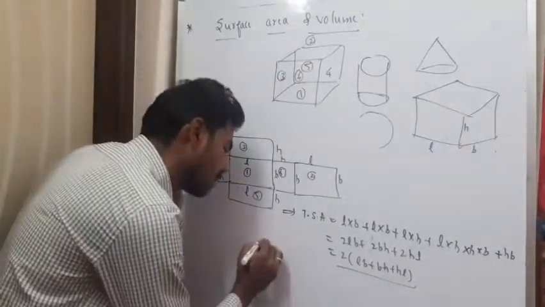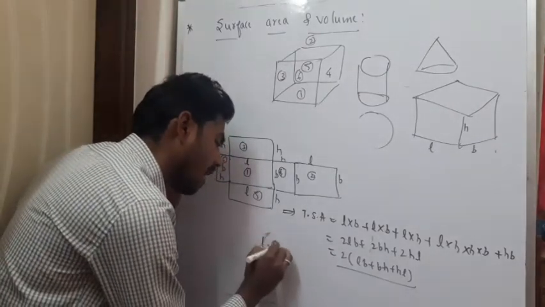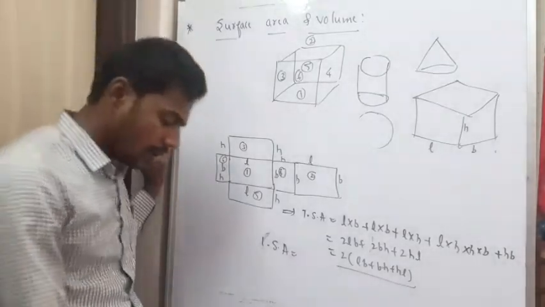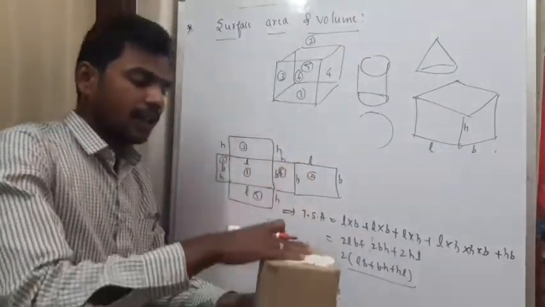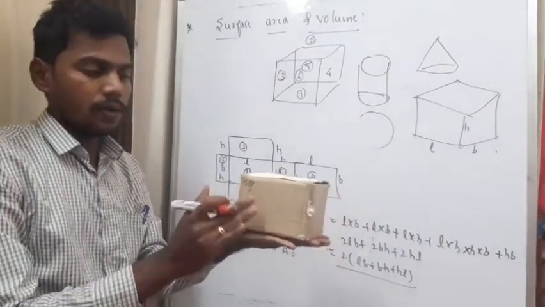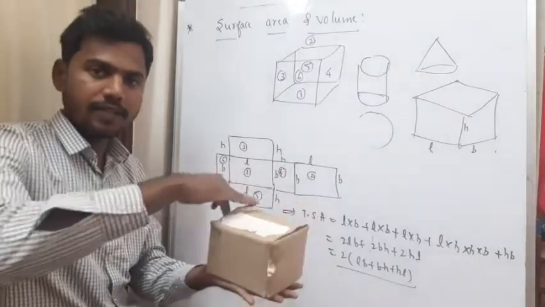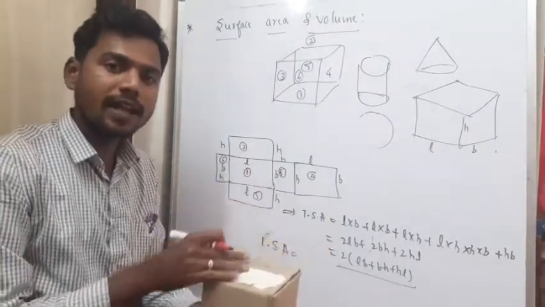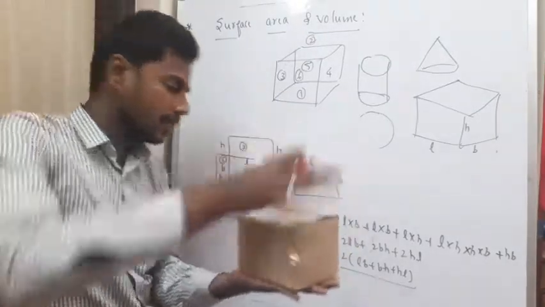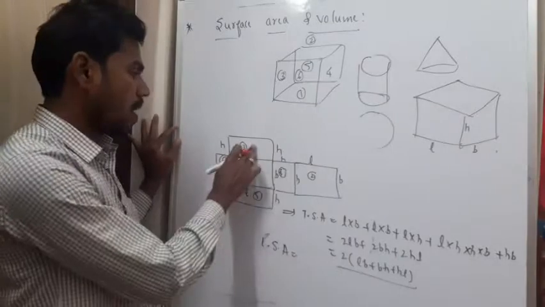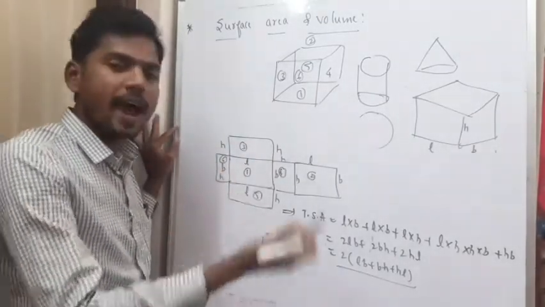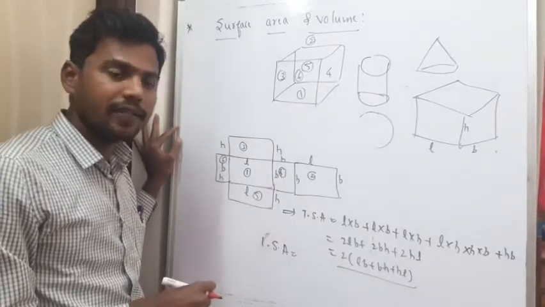So what about the lateral surface area? What do we need to ignore? We will not consider this. Only 4 faces are there in the lateral surface. See, 1, 2, 3, 4. These are the lateral surfaces. So we just need to add them to get the lateral surface area. This one is not oriented laterally, so only 4 faces are there. If we add them, we'll get the lateral surface area.